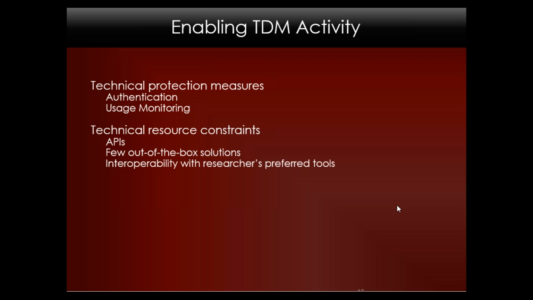And the fact remains that APIs are necessary. There are very few out-of-the-box solutions. And the other key element is that everyone's system needs to work with a variety of different types of tools. Again, the researcher's preferred tools in biomedicine may not be the same type of preferred tool that someone would be working with in art history or in history. So how do we ensure that this content will work with the preferred tools for a particular domain?